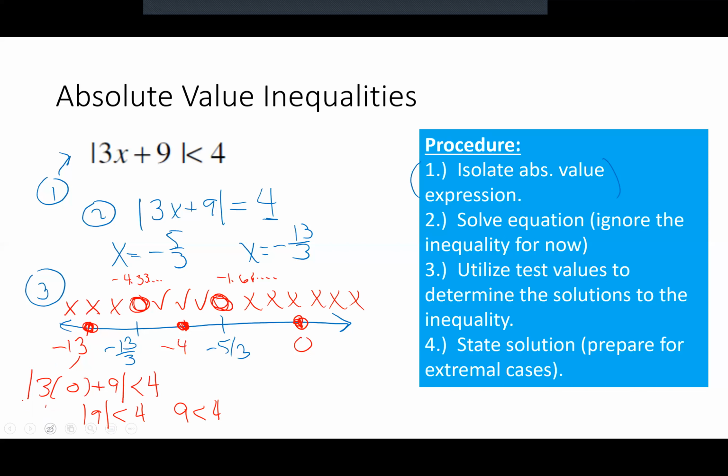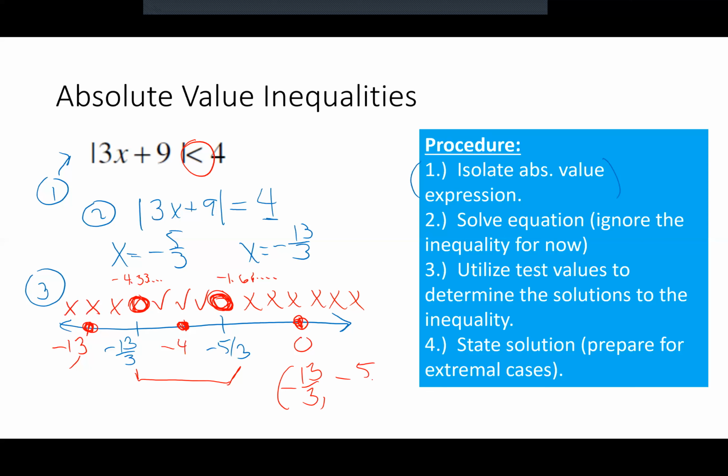Now, I want to express the solutions, so what I need to do is express this space. Now, see here that this is less than and not less than or equal to. That's why I'm using open circles here. So if I were going to write this as an interval, I'm saying that I'm not going to include negative 13 thirds on the left, and I'm also not going to include negative 5 thirds on the right, but I'm including everyone in the middle. This is absolutely my solution.